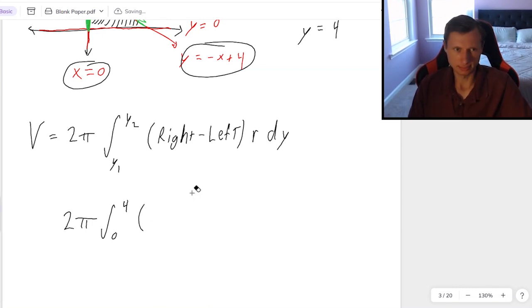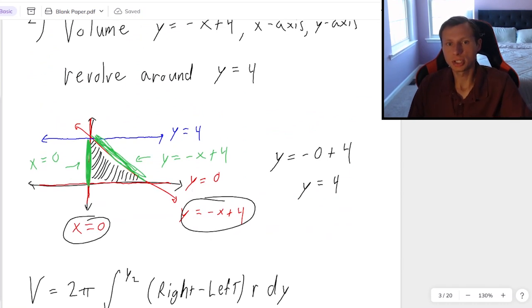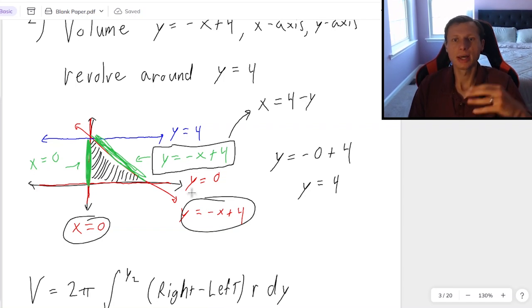Why is it wrong? Because remember, when we're doing a horizontal axis, the functions need to be in the form x equals. Since that is not in the form x equals, I need to convert it. I would add x to both sides and then subtract y from both sides. In other words, x equals 4 minus y. That is my right function. And lucky for me, the left function did not change because it's already x equals 0.